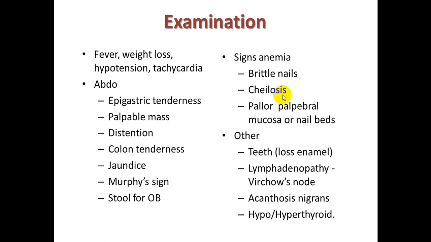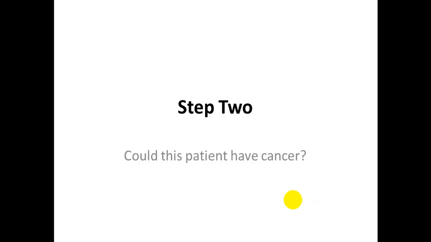Brittle nails, cheilosis, angular stomatitis, and dryness of the mucous membrane of the tongue, pallor of the palpebral mucosa or nail bed. You should examine for signs of anemia. Teeth: loss of enamel, hypocalcemia, signs of malabsorption like celiac disease. Lymphadenopathy: Virchow's node, carcinoma of the stomach or lymphoma. Acanthosis nigricans, hyperthyroidism. Acanthosis nigricans is hyperpigmentation affecting the neck and axillary skin, and usually it is associated with carcinoma of the stomach.